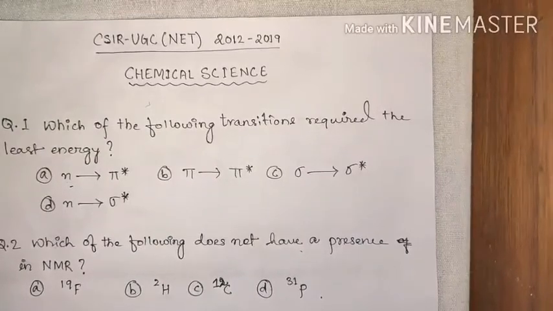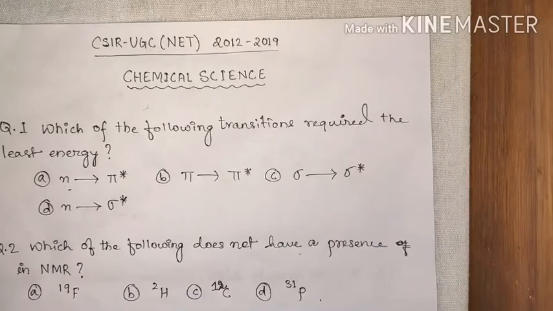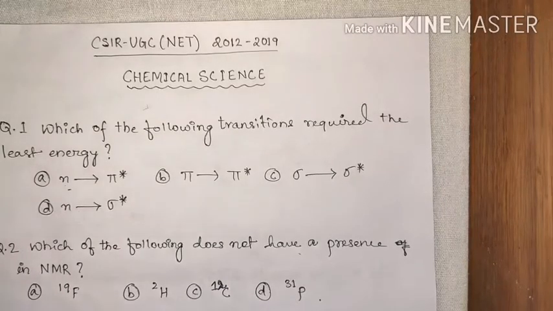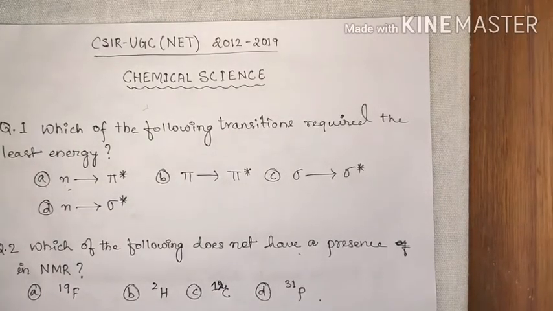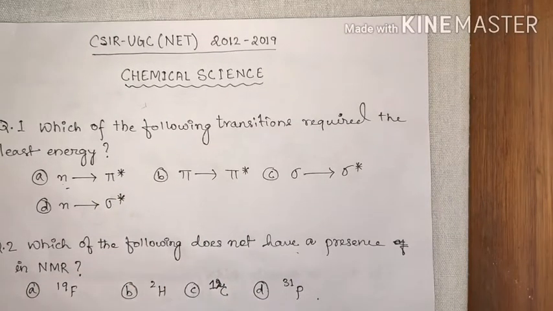Hello friends, in this video I am going to discuss the questions that have come in CSIR-UGC NET, okay, from 2012 to 2019 for chemical science. So here I am going to discuss nearly 13 questions which I have already prepared. What I will do is solve these questions. I have already written the questions in this paper. I will solve those questions and give the answers also, okay.